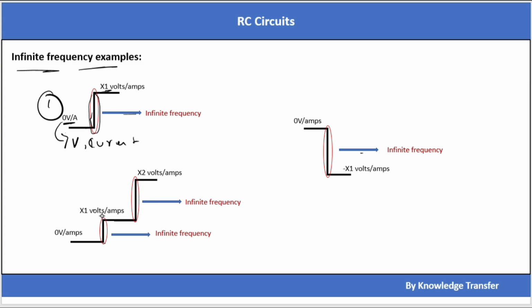In the same way, if you see here, the signal is going from 0 to x1. This transition point has an infinity frequency. In the same way, the signal is going from x1 to x2, and this point has infinity frequency. In the third example, the signal is going from 0 to minus x1 at this point, and at this point the signal has an infinity frequency. So I think you have understood.